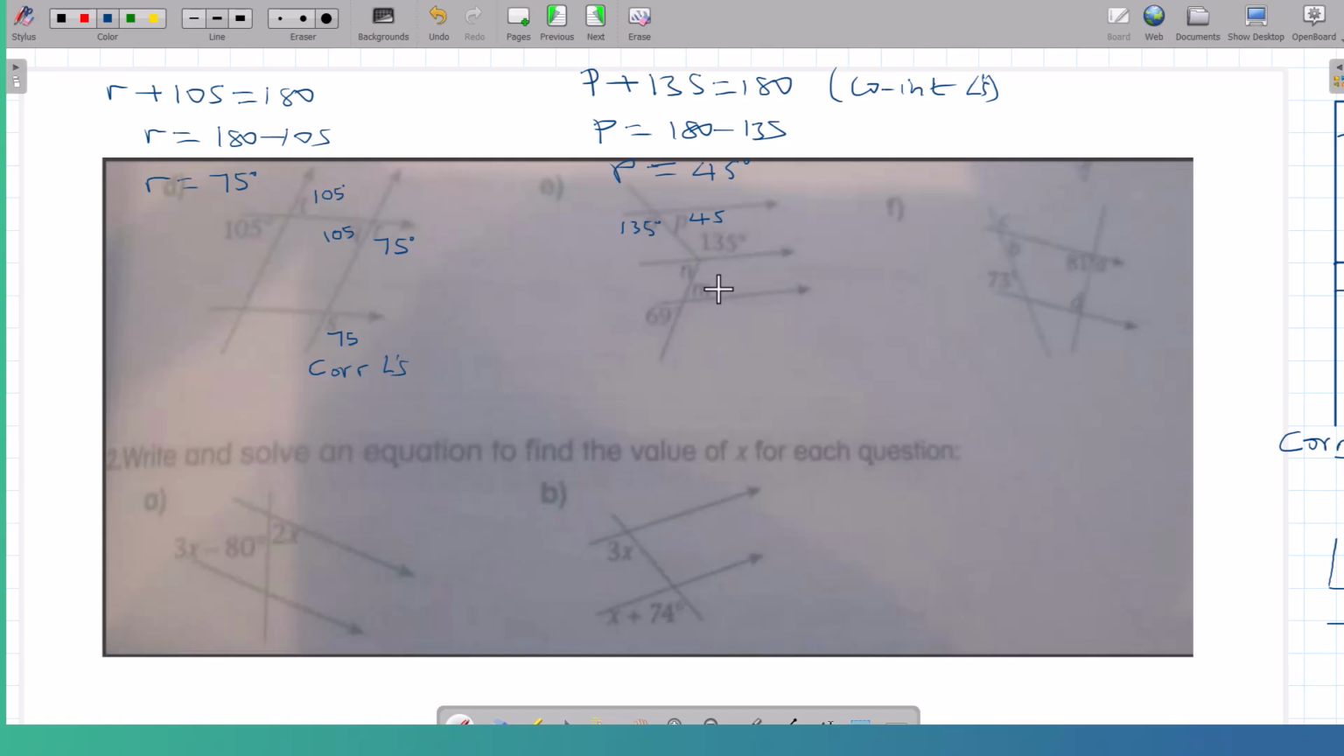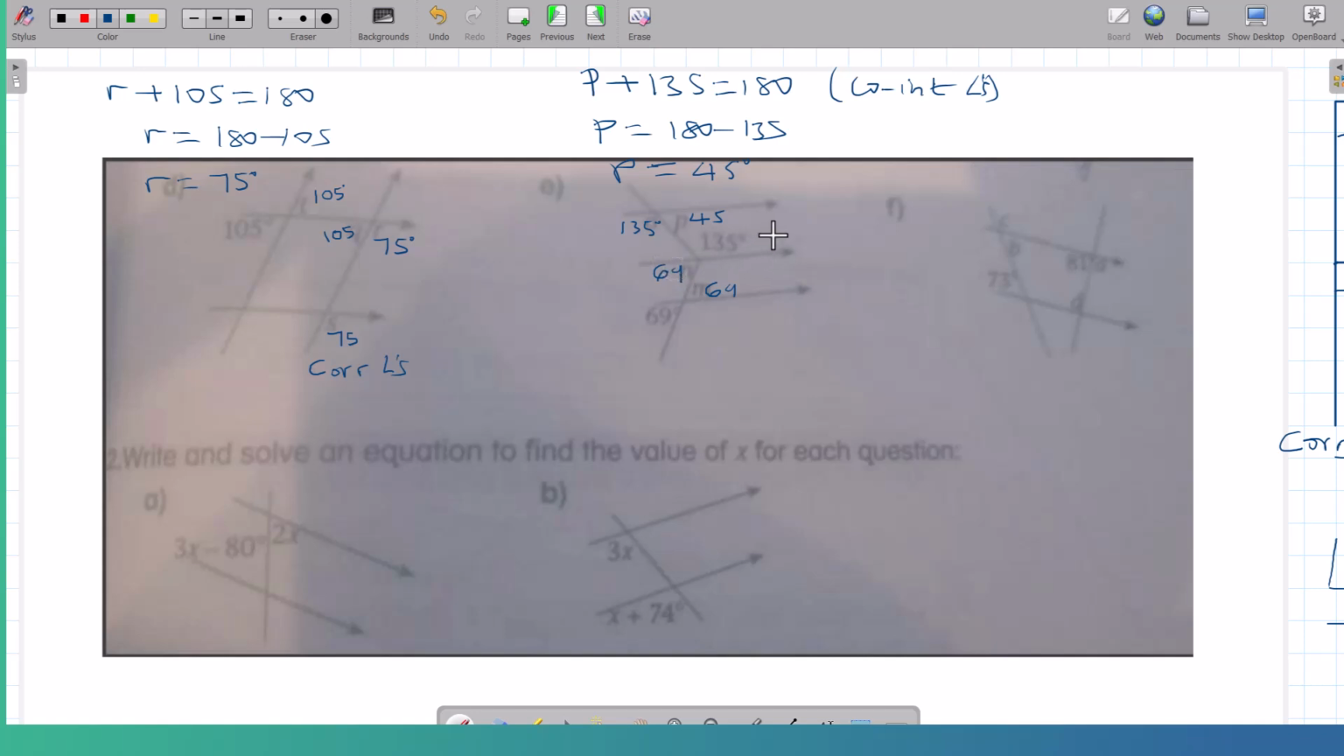Now what about our M? M equals 69. You can give us a reason here. Why do we say M is 69? Because it is vertically opposite angles, ne? What about our N? N equals what? N is also 69, right? 69. Yes.